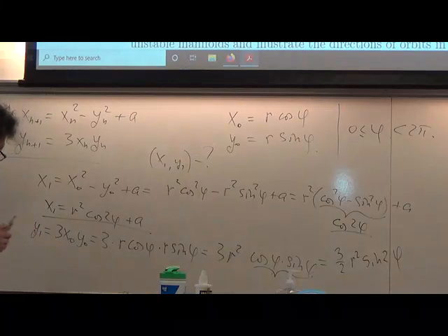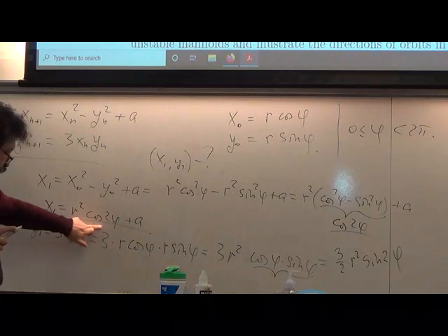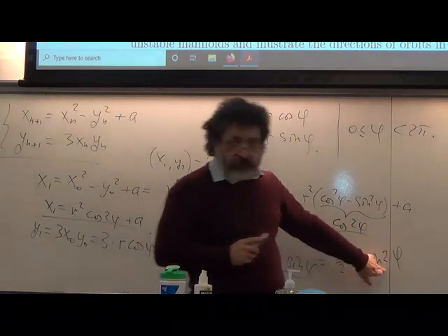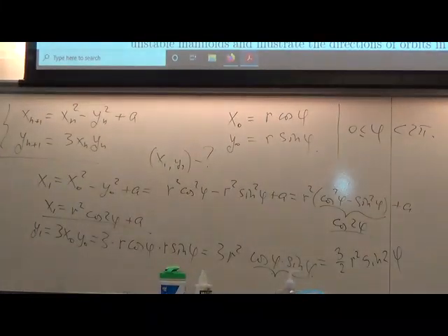So what we got? x1 is a function of cosine 2 phi, and y1 is a function of sine 2 phi. It already indicates that we can construct a circle or ellipse out of these two. Can you see it?